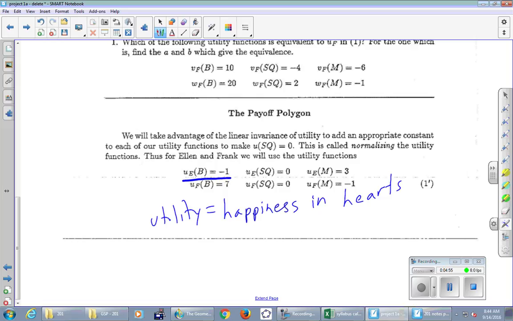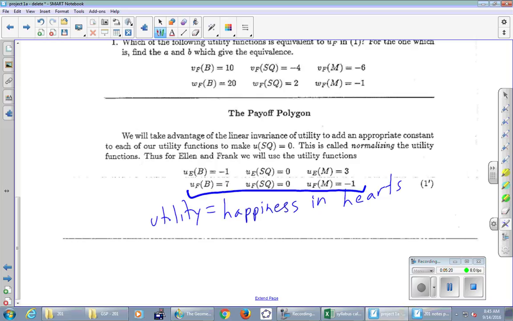And then what does this mean right here? That's right. If Ellen has to go to the beach, she is going to be -1 hearts unhappy. She would prefer to stay home than to go to the beach. After all, you get sunburn, there's jellyfish on the sand. There's lots of reasons Ellen doesn't like going to the beach, okay?